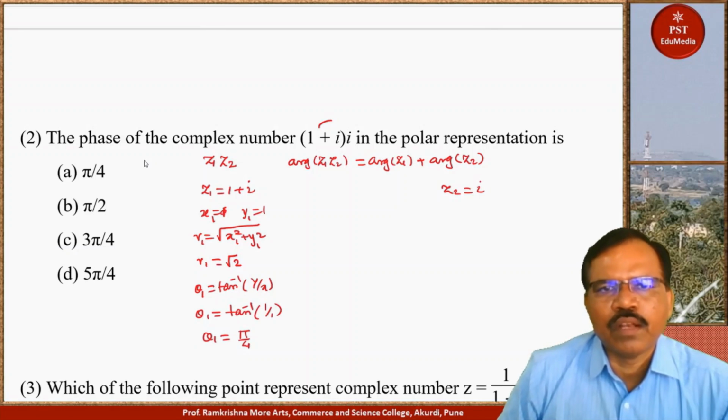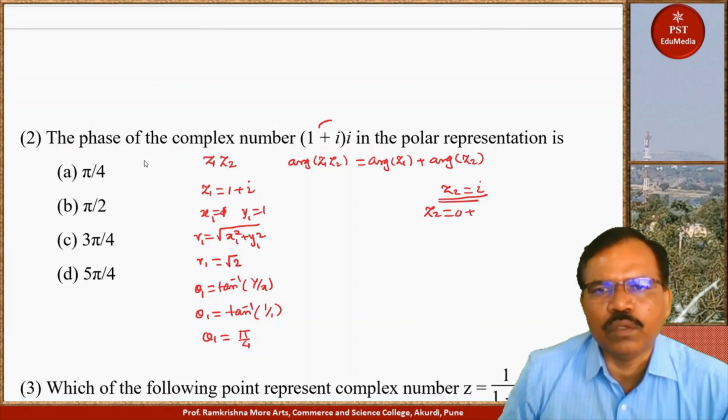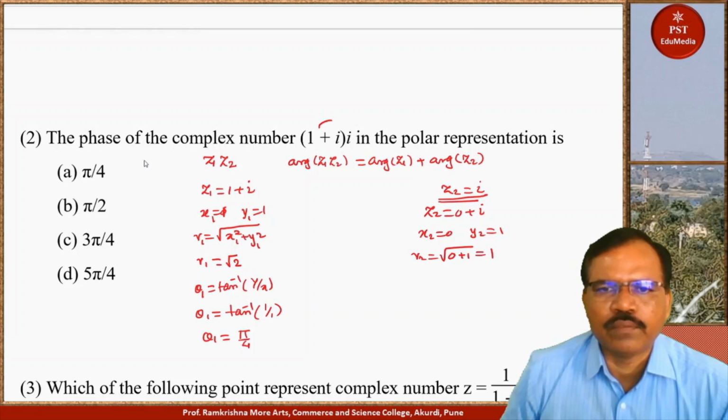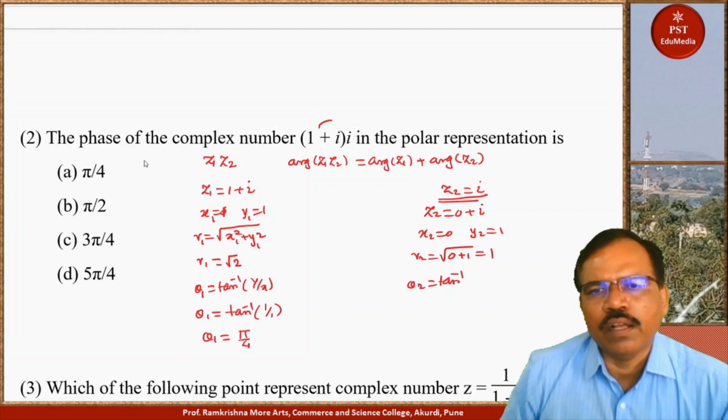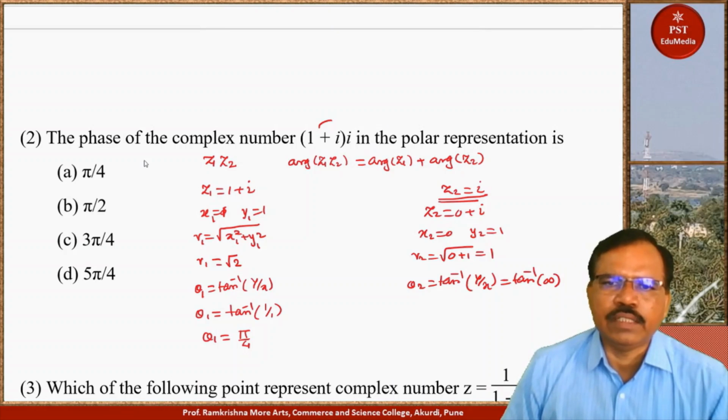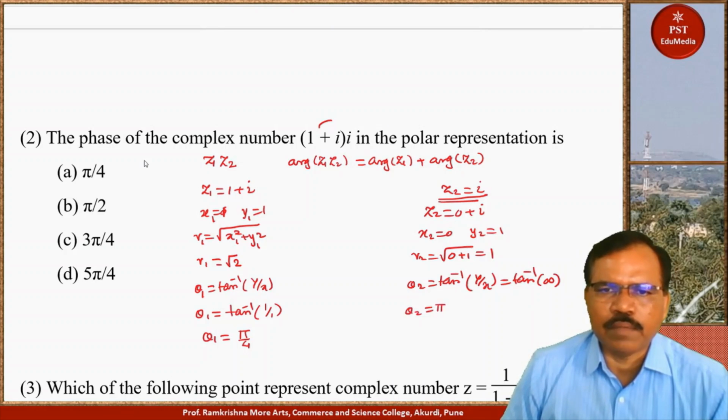Now if we take here second complex number, you can write this as Z2 is equal to 0 plus i. So x2 is equal to 0, y2 is equal to 1. So r2 is equal to root of 0 plus 1, that is 1. And theta 2 is equal to tan inverse y by x. So it is tan inverse infinity, 1 upon 0 is infinity. So theta 2 is equal to pi by 2.